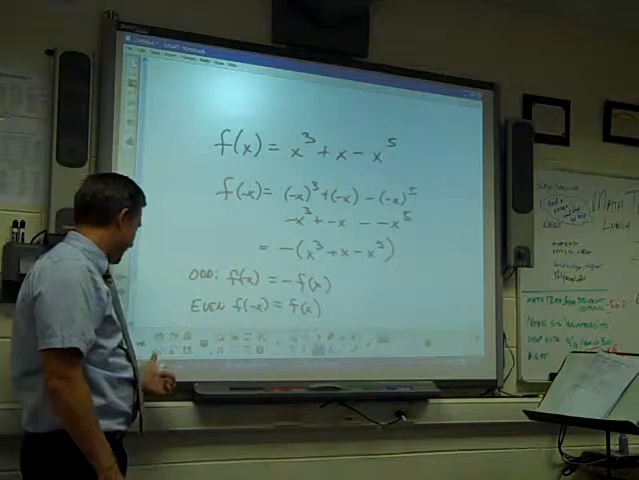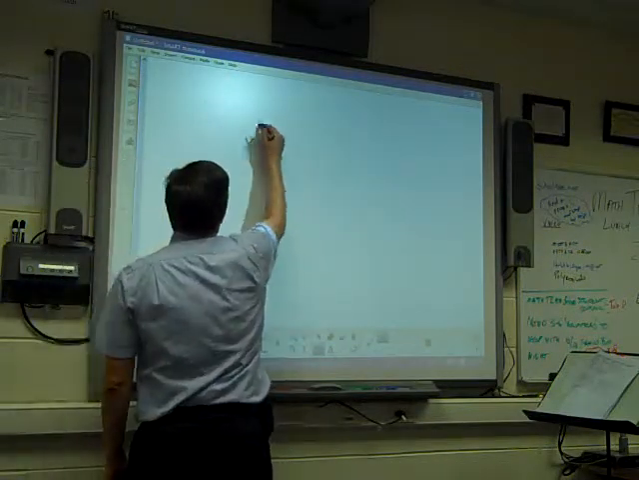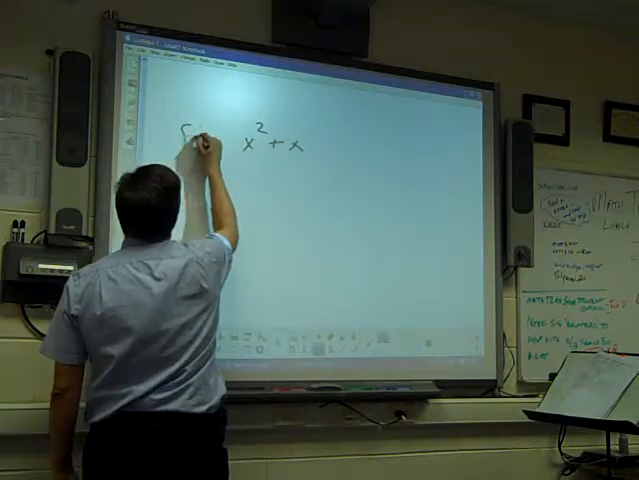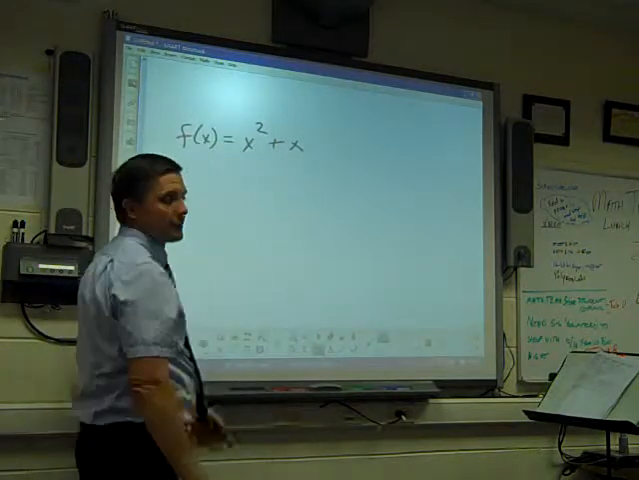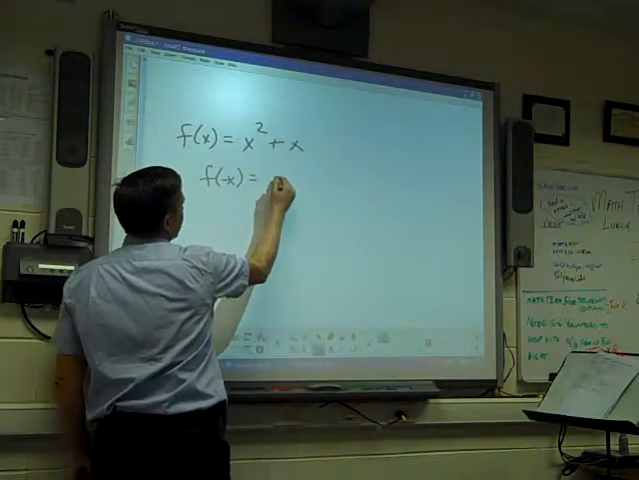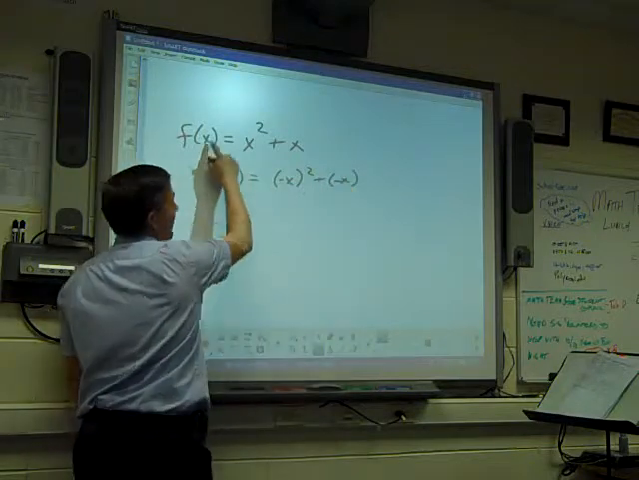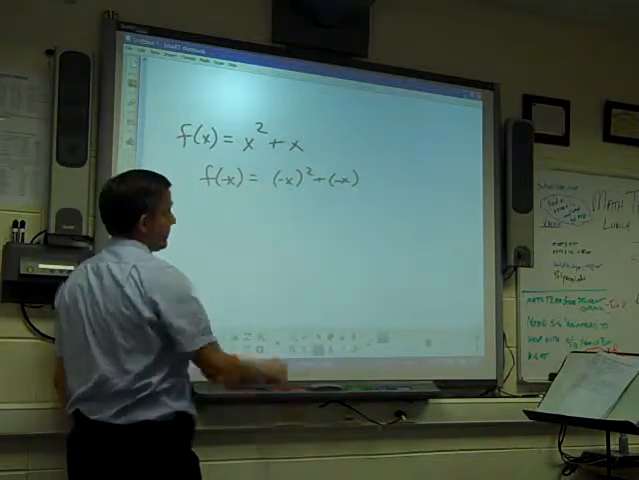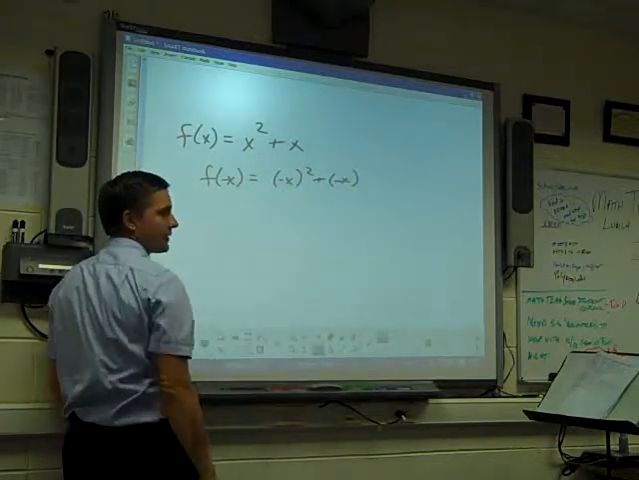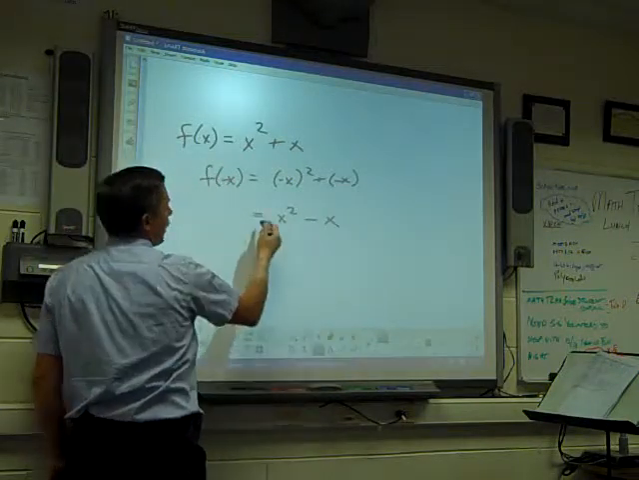What's one that is neither again? How about x squared plus x? Now let's prove it. If I find f of negative x, you agree it's negative x quantity squared plus negative x? All right. What's the square of negative x? x squared minus x.